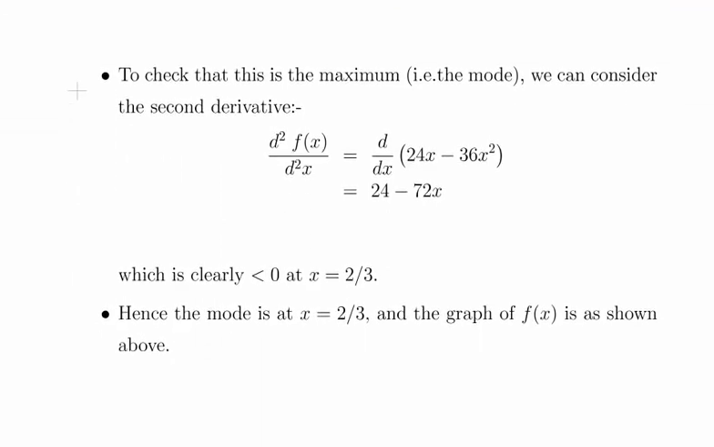Now, you can do this if you want. Actually, you probably should just go for 100% in an exam situation. It depends on how much time you have. Just to check that that is the maximum, get the second derivative and check that whatever you get is negative when you evaluate it at x equals 2/3. The second derivative is this expression here, 24 minus 72x, and that's clearly going to be less than 0 at x equal to 2/3. So essentially, we're home and dry now. We've got it all sorted.